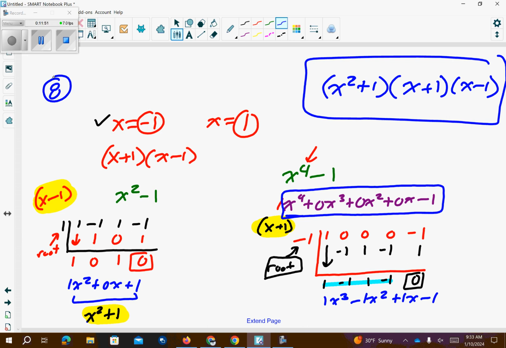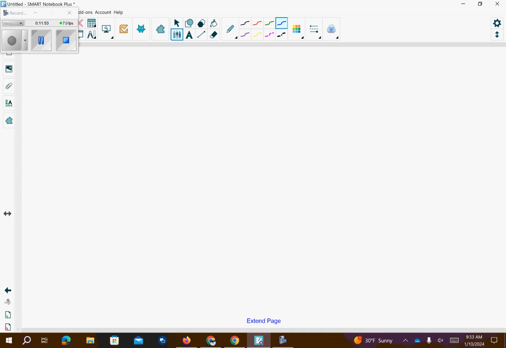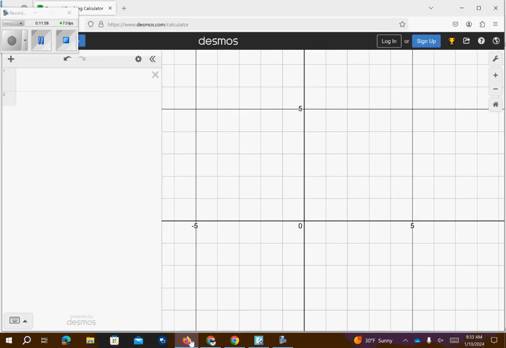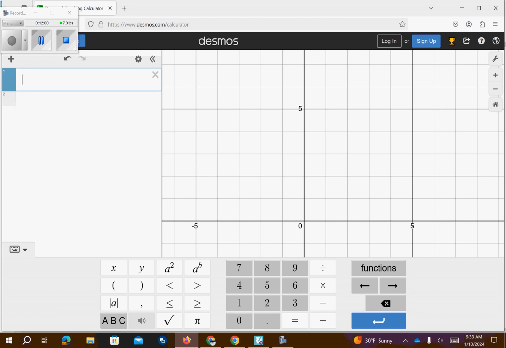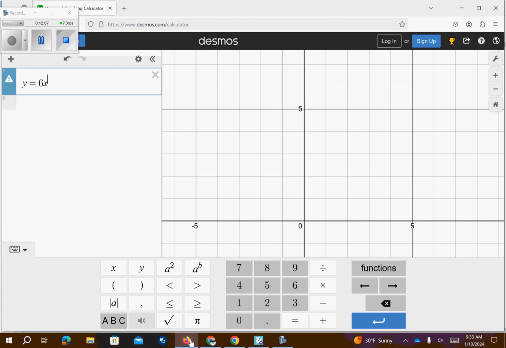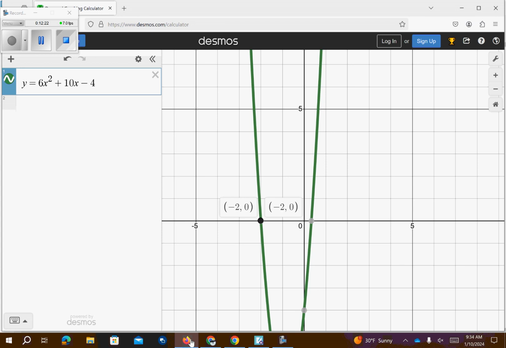No. All right, number 9. Number 9, let's plug it into Desmos, see what we get here. All right, so I'm going to add the y equals, and then I have 6x raised to the second. Arrow down, plus 10x, minus 4. Okay, this one worked nicely. I don't know why there's 2 of those.